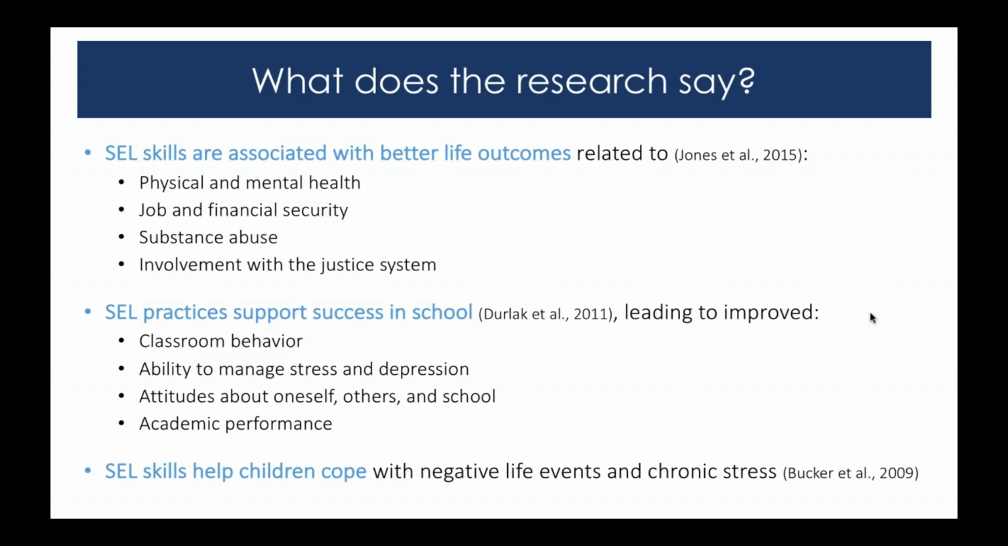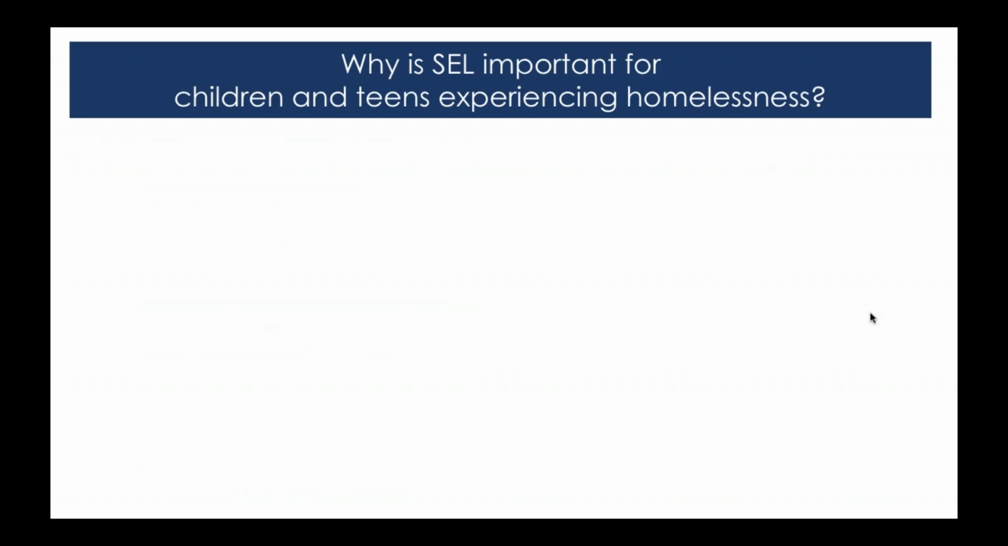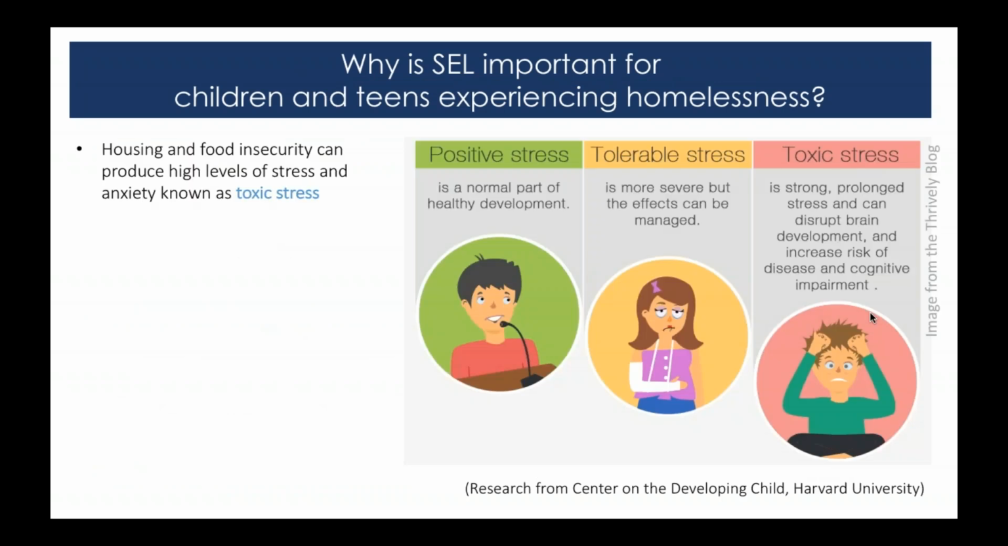The flip side of that is also, though, that chronic stress can make it more difficult to develop, access, and use these social emotional skills. So in terms of children and teens who are experiencing homelessness, housing and food insecurity, and all of the challenges that go along with that can produce high levels of stress and anxiety that is commonly labeled toxic stress. And that's really the fact that as human beings, we all get stressed out sometimes. And a lot of the time it's positive stress, which is part of our normal healthy development in that it challenges us to think and grow in new ways.